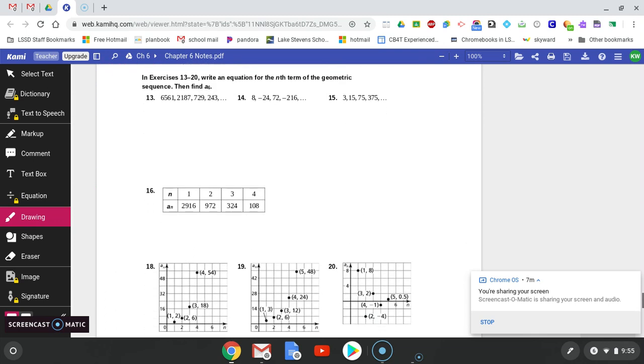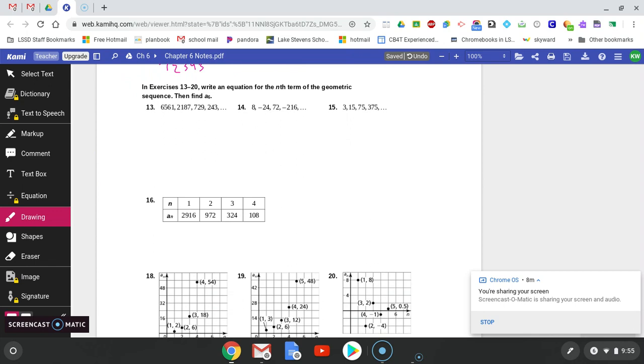Okay. Number 13 says to write an equation. So now we're using our equation. So our equation for our geometric sequences was a sub n is equal to a sub 1 times r to the n minus 1 power. Okay, so that's what we're going to be using. I like to put the parentheses around the r. You technically don't have to for the general formula, but it makes it easier when you're doing that substitution in.